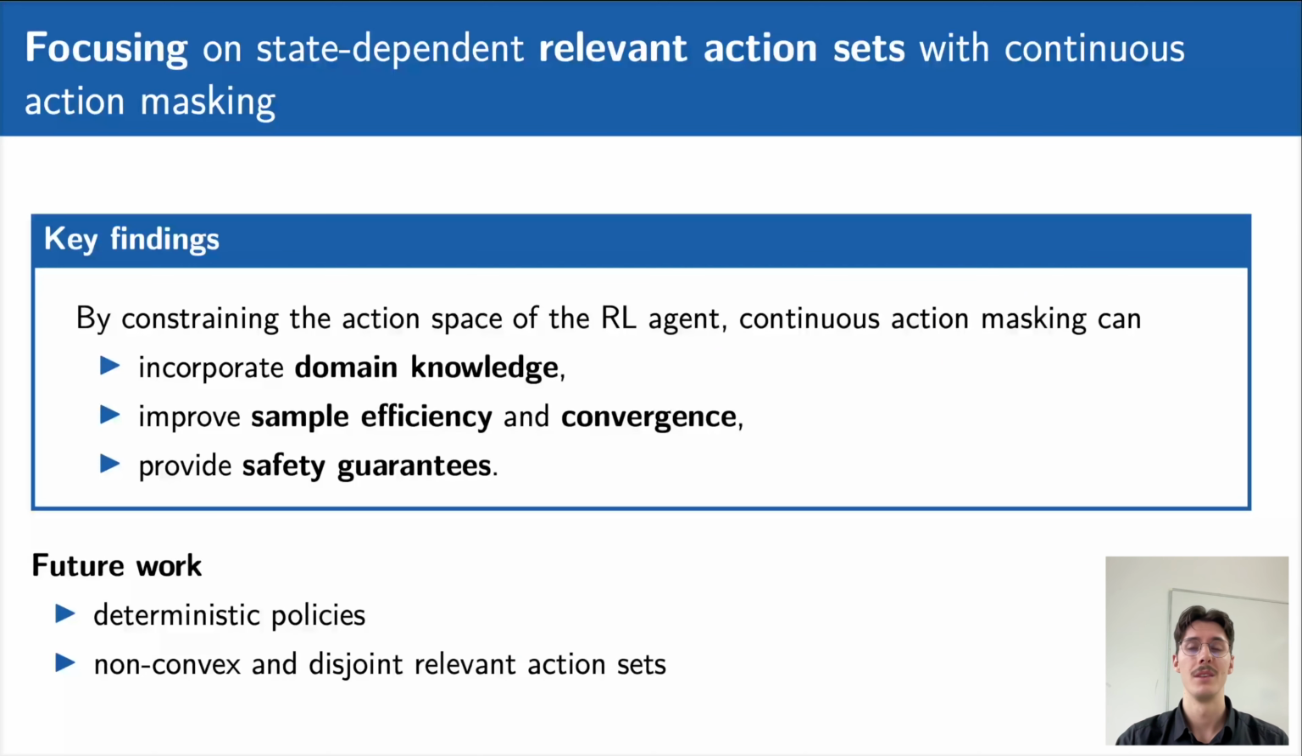To summarize, by enforcing hard constraints on the action space of the RL agent, action masking can incorporate domain knowledge and thereby improve sample efficiency and convergence speed. Additionally, action masking can not only improve safety, but by utilizing the appropriate relevant action sets, it can provide actual safety guarantees. In the future, we want to extend continuous action masking to deterministic policy algorithms such as TD3 and to handle relevant action sets that are non-convex, disjoint, or even both.